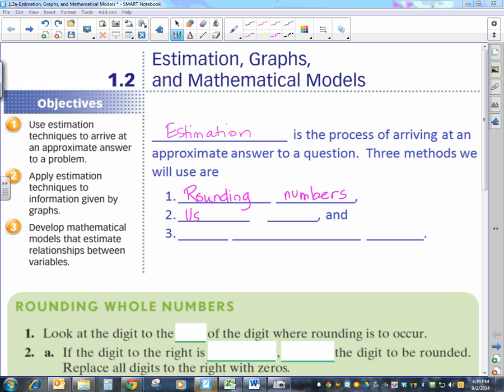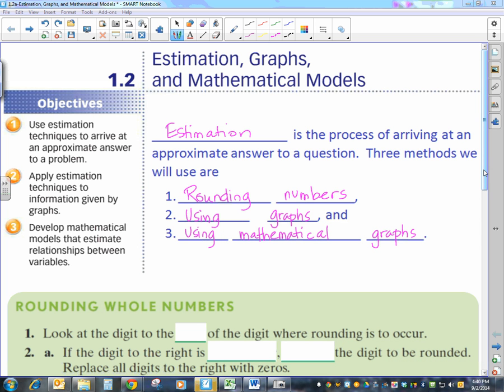We're going to use graphs, and we're going to be using mathematical models. I hope you'll pay close attention because this particular lesson is reading those graphs and charts that they like to put on the SAT, ACT, those big standardized testing type things. So we're going to get some practice.